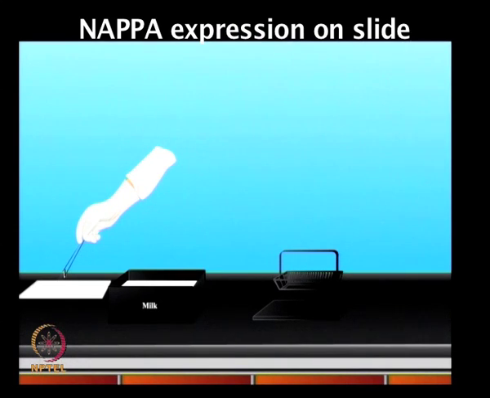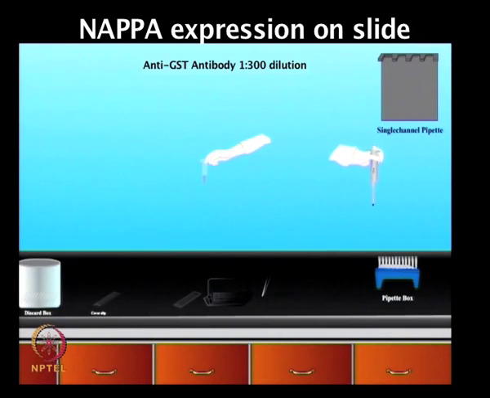After blocking is done, then we need to drain the excess liquid on a paper towel, and then we are ready to perform the incubation with the primary antibody. So, apply primary antibody, which is mouse anti-GST in this case, because we are looking for the protein expression and all the clones contain a GST tag.